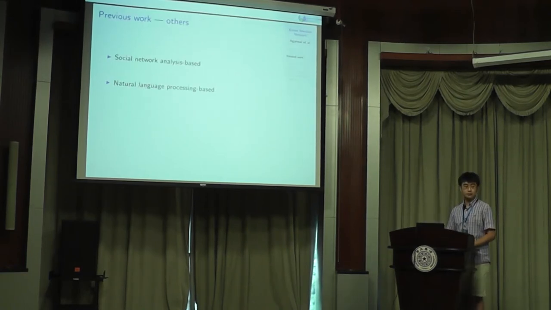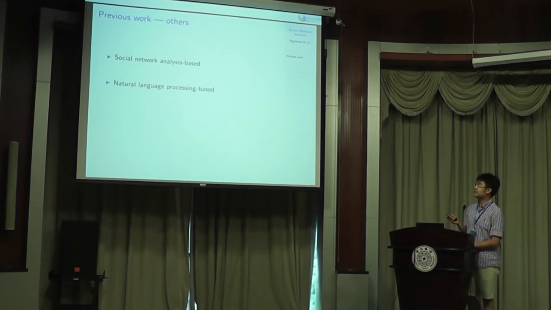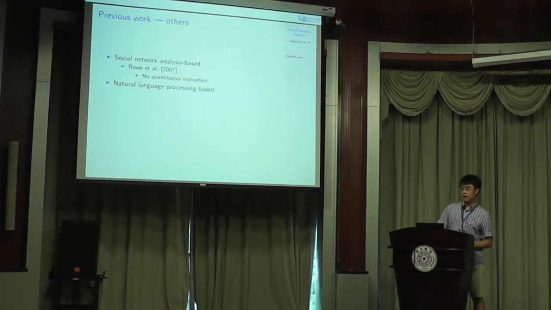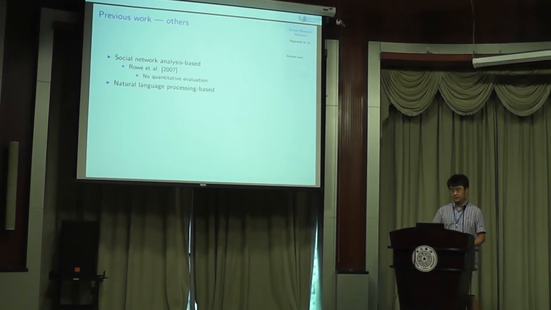There have been generally two approaches to this problem of predicting dominance relations: social network analysis based and natural language processing based. Early work in social network analysis based is Zhou et al. 2007, but the problem is that they did not provide quantitative evaluation methods, so we weren't able to compare with their system.